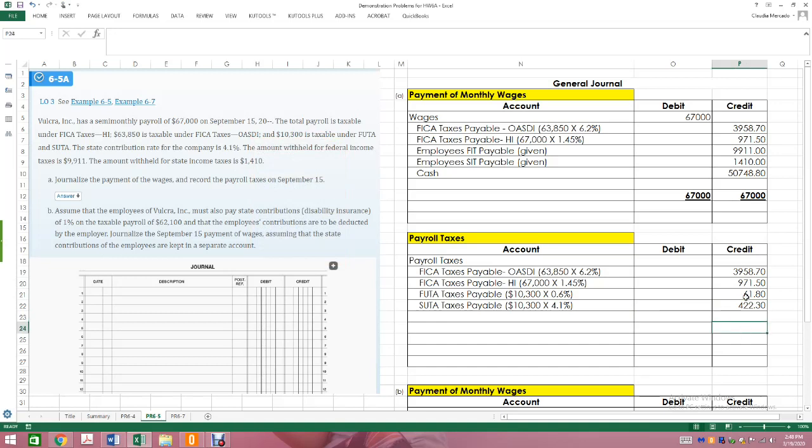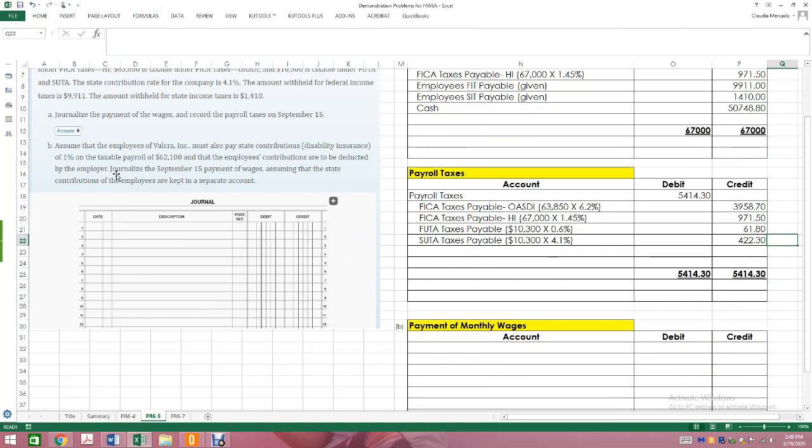Okay. Now I need to figure out the total of my taxes. Because I am using Excel, I'm just going to get the sum of those four amounts right there. That gives me $5,414.30. So what you need to do is add the total of your taxes. All of your credits, you add them together, and that is going to represent the amount of your payroll taxes right there. Okay. So now I just want to verify that my debits equal my credits. I'm going to add my debit column and I'm going to add my credit column right here. And sure enough, we are in balance. Okay.